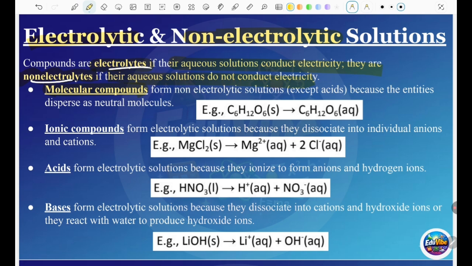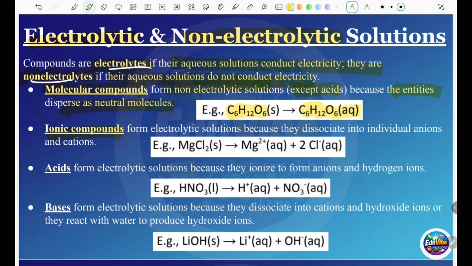Molecular compounds form non-electrolyte solutions, except acids. The top six acids are not non-electrolytes, they are electrolytes. Molecular substances are non-electrolytes because the entities disperse as neutral molecules. What are molecular compounds? For example, glucose. We take it in solid form, and when we involve water, it goes to aqueous glucose. They made the solution of glucose. That's how molecular compounds behave: solid, then after dissolving they go into aqueous.